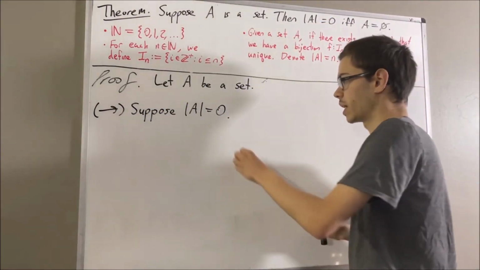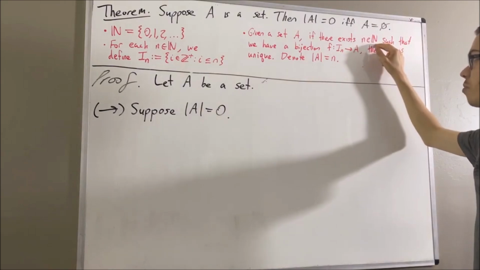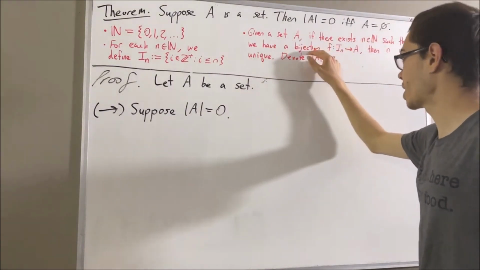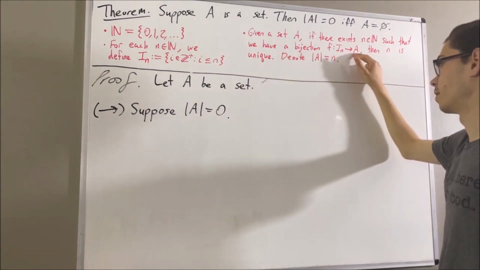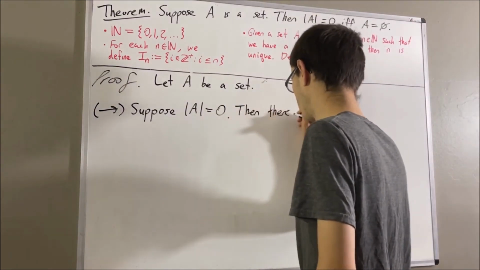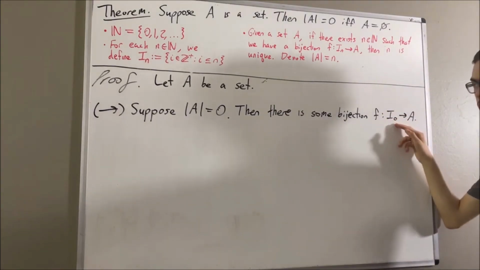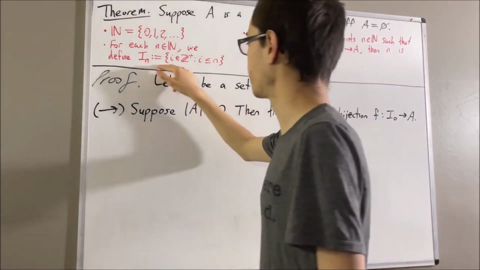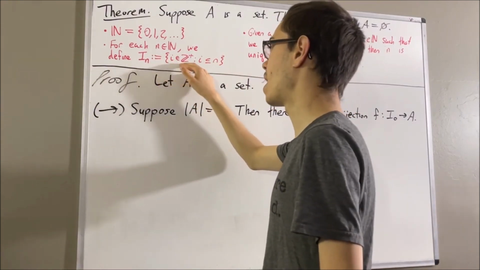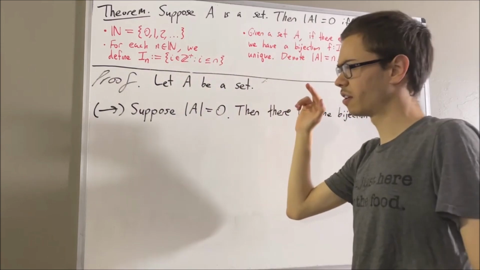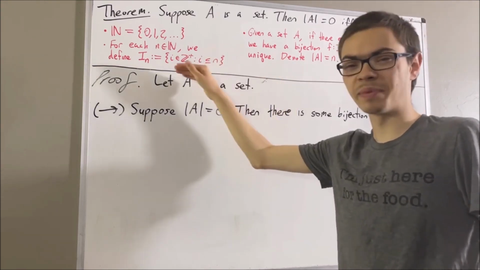So really, we're supposing that A has 0 elements. So what this means is that 0 is the natural number that satisfies the fact that we have a bijection from I0 to A. So there exists a bijection from I0 to A. I'll call that bijection F. Now, what is I0? Well, I0 is precisely this set where we replace n with 0. So really, I0 is the set of all positive integers less than or equal to 0. But wait a minute, there are no positive integers less than or equal to 0. So I0 must be empty, right?